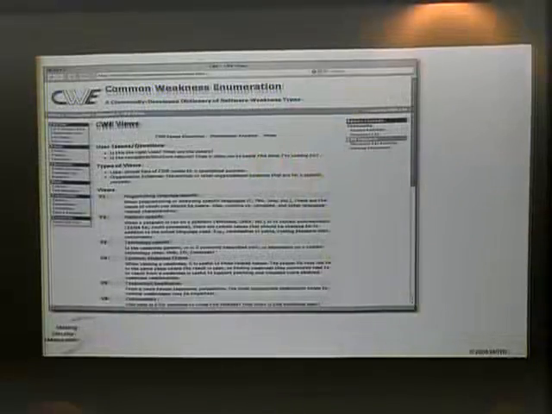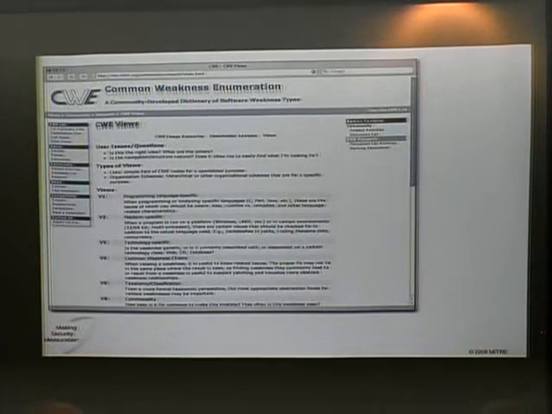So we've put together views. This is that slice through CWE, so you don't have to look at all the nodes. You may only look at 30 of them, because that's what's germane to your type of issues. So if you're only worried about web applications in JavaScript and Perl, you ought to be able to just find those kinds of issues and not have to worry about some other type of language or design constructs.